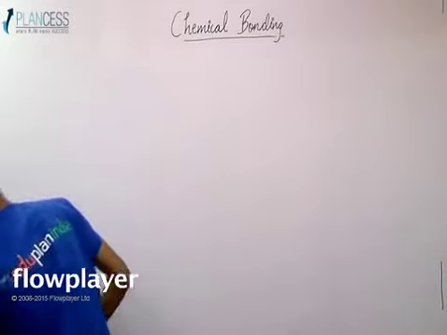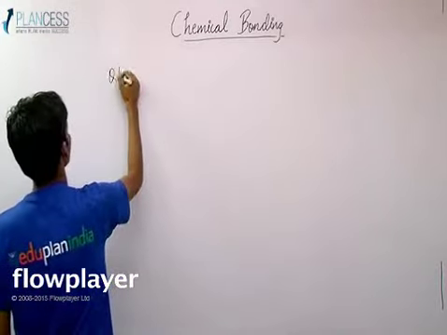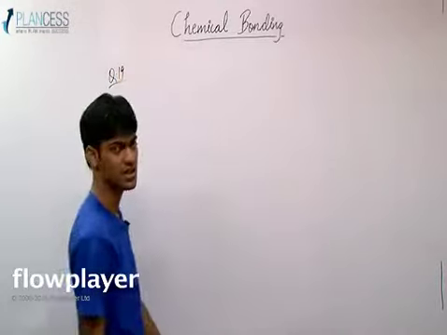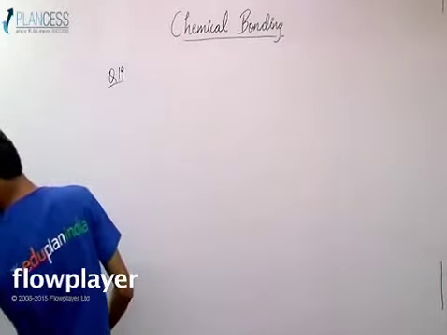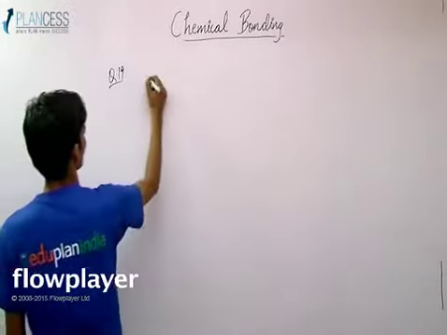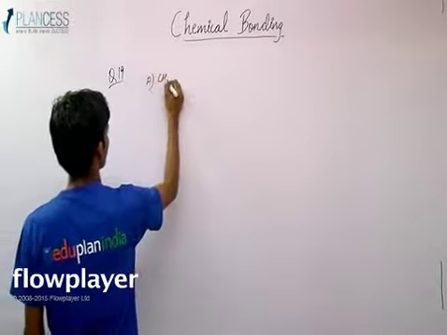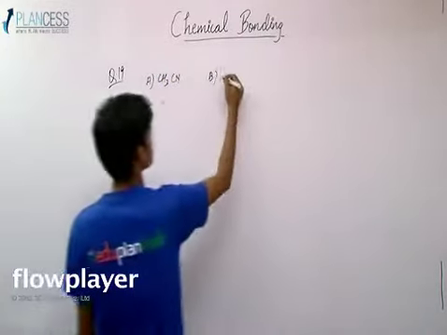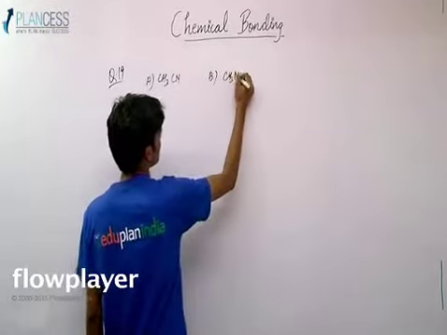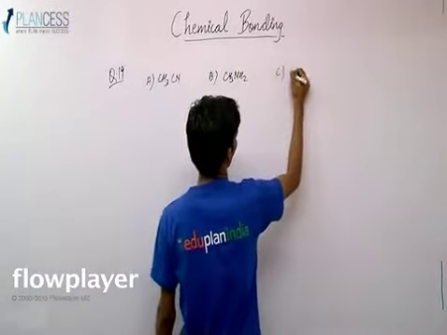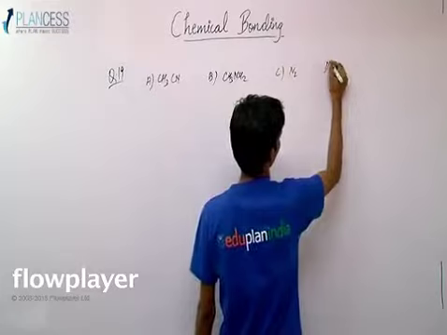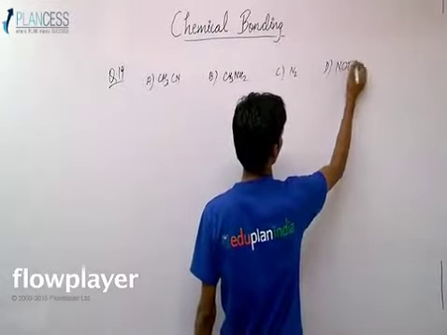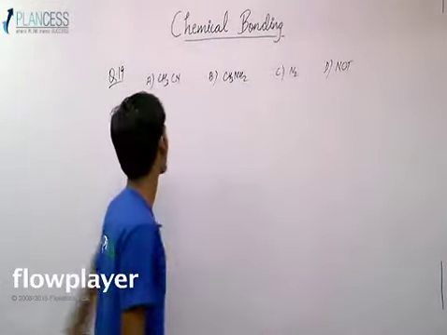Question number 19: you have to compare the Lewis basicity of the given compounds and pick the strongest Lewis base. The first option is CH3CN, the second is CH3NH2, the third is N2, and the fourth, D, is none of these.